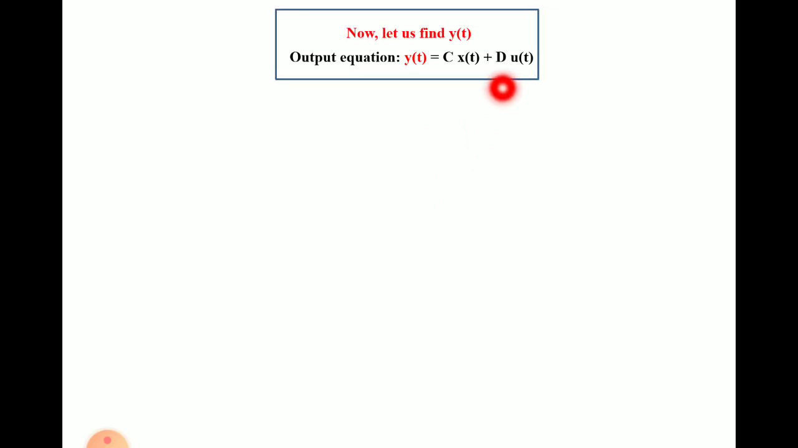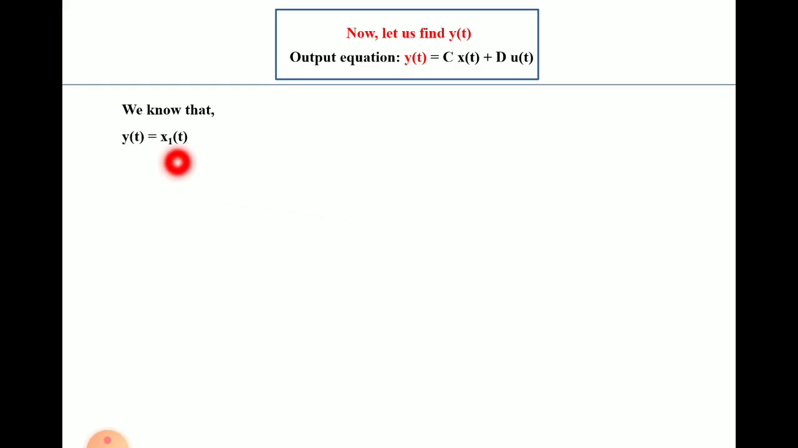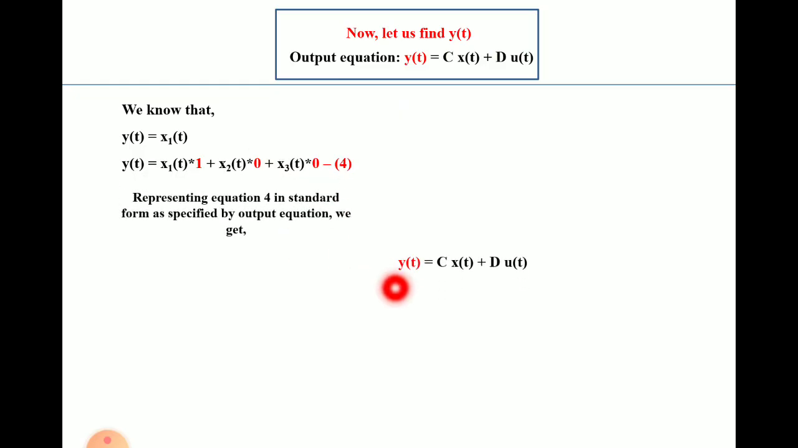So this is called the state equation. Now we will develop the output equation, which is given as y of t is equal to C into x of t plus D into u of t. To develop the output equation, we need to know what is y of t, but here we have already established that y of t is x1 of t because we have assumed our first state variable as y of t, which can also be written as x1 of t into 1 plus x2 of t into 0 plus x3 of t into 0. Now let us represent the output equation as given by equation 4 in the standard form of output equation. Now again y of t, so we will write y of t is equal to C.